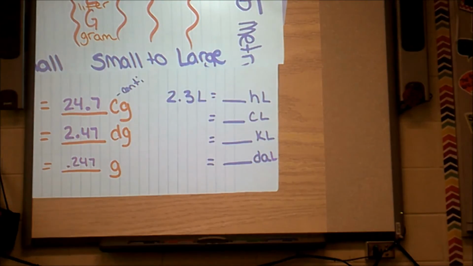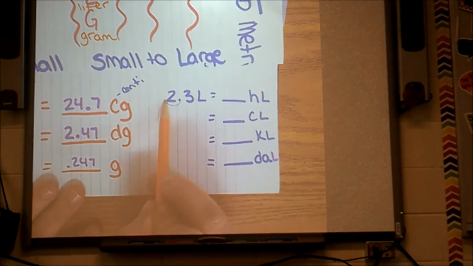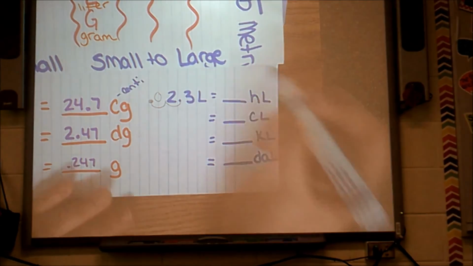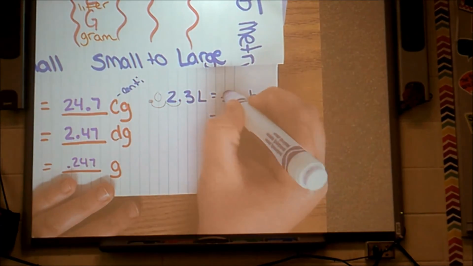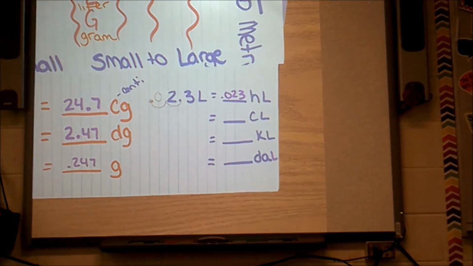So I take my decimal and I bump it 2 place values to the left. 1, 2. Of course I fill it with a 0. So that means my answer is 23,000 hectoliters.